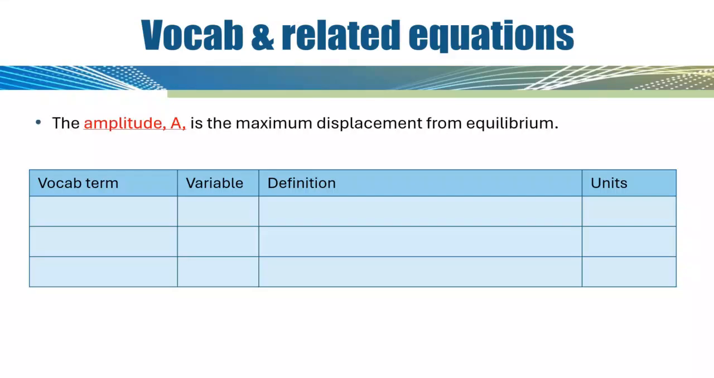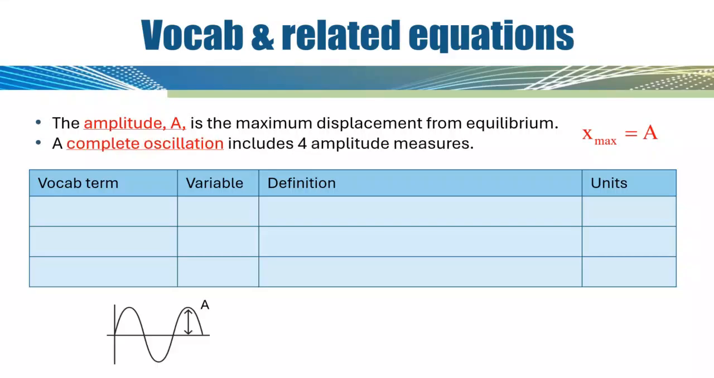The first term is amplitude. Amplitude is denoted as capital A and is the maximum displacement from equilibrium. So we can write x max as capital A if we want. A complete oscillation includes 4 amplitude measures, so we can count them 1, 2, 3, and 4. So amplitude is the maximum height above or below the x-axis.